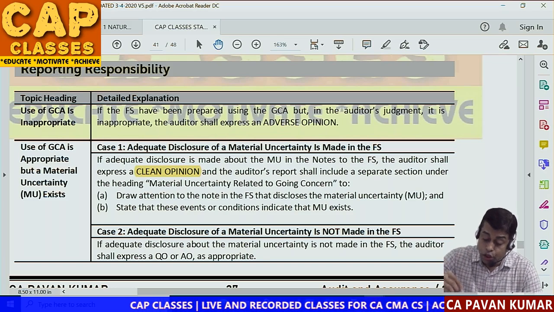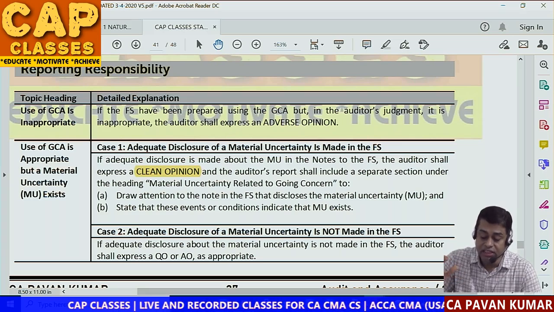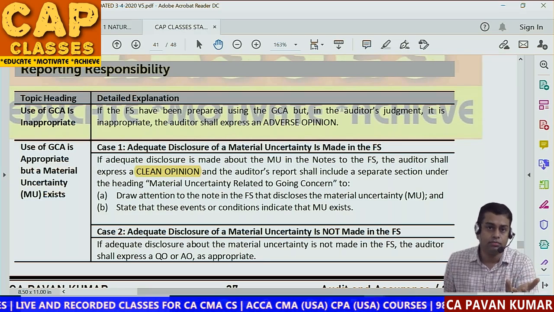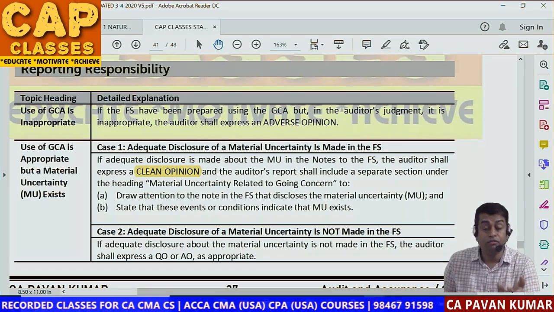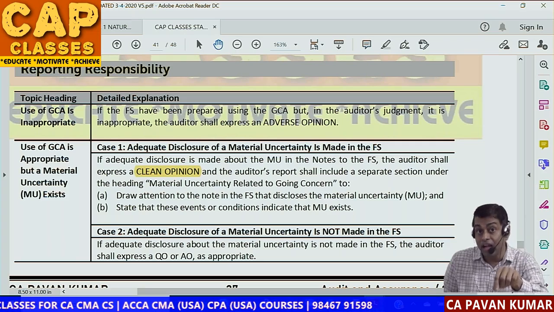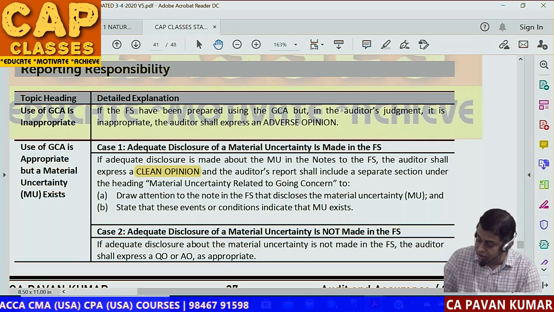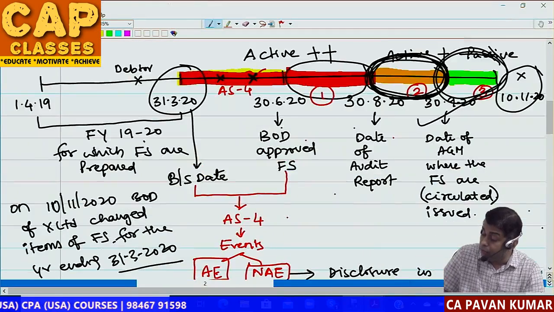What is that? Use of going concern assumption is inappropriate. That means what? The entity is not a going concern. But financial statements are prepared as if the entity is a going concern. Close your eyes, adverse report. This can be MCQ. Very, very, very important.